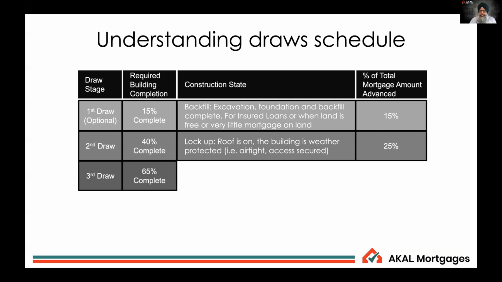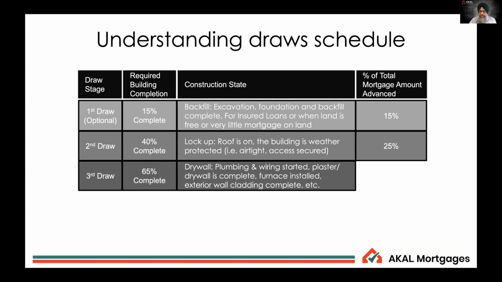It is done when the building is 65% complete. And this is called the drywall draw, when plumbing and wiring have started, plaster and drywall are complete, the furnace is installed, and exterior wall cladding is complete as well. And this draw itself is about 25% of the total mortgage advanced for that construction loan.